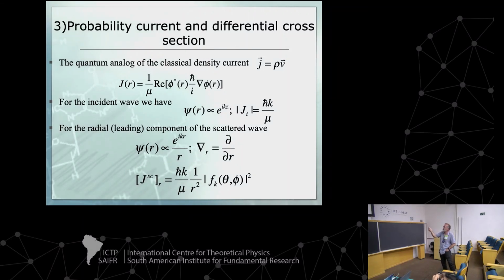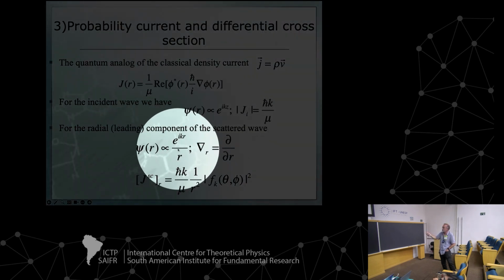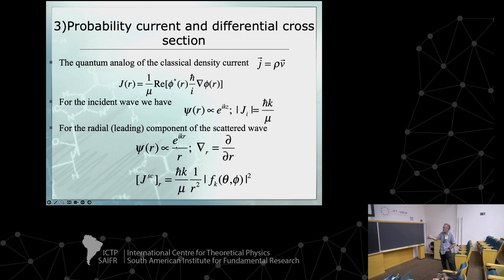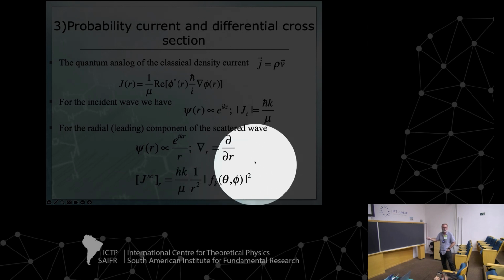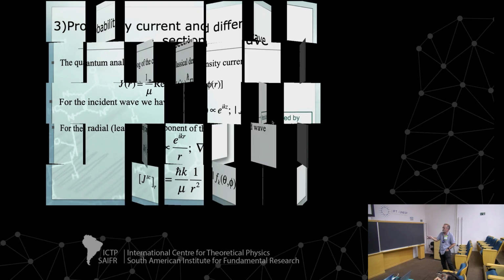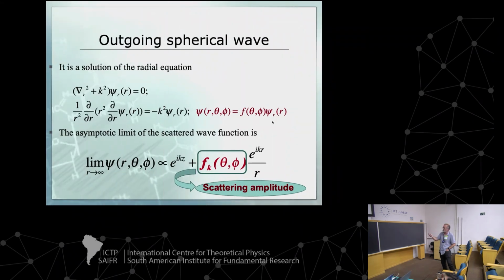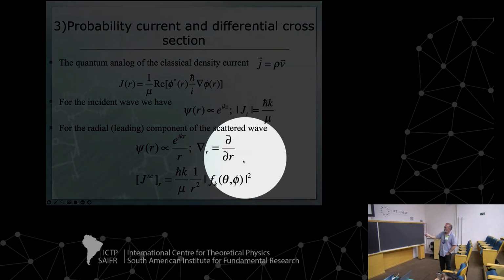Okay, we use this equation, the plane wave and the spherical wave, and we end up with this expression for the flux, in which we have |f_k| squared. And this is very important, because this f_k, which was the scattering amplitude, determines the flux once it is squared.